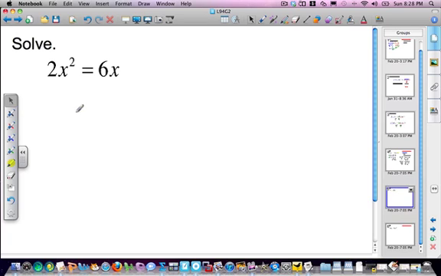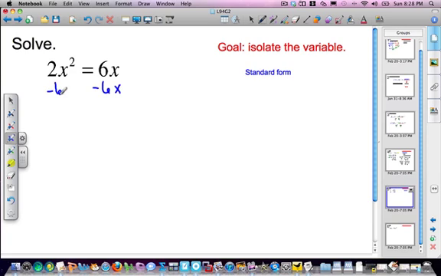Now our next equation is not written in standard form. So our first move will be to rewrite the equation into standard form. To do that, we need to make one side equal 0. So I'm going to make the right side equal 0 by subtracting 6x from both sides. This yields 2x squared minus 6x equals 0.